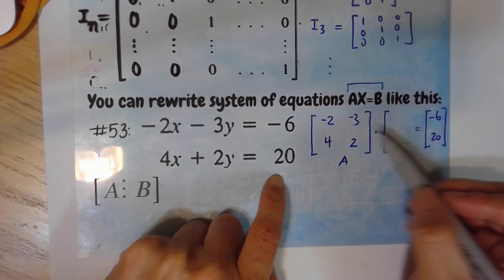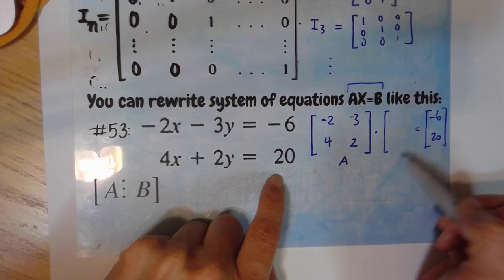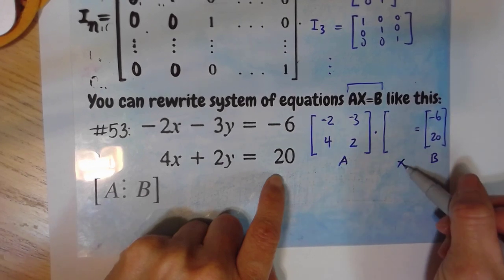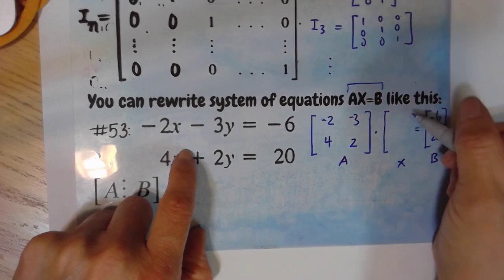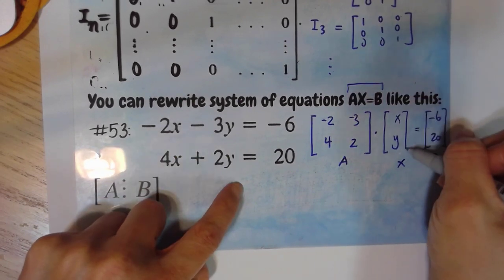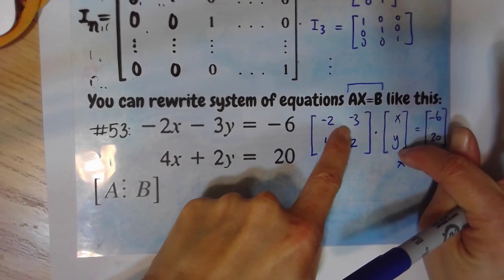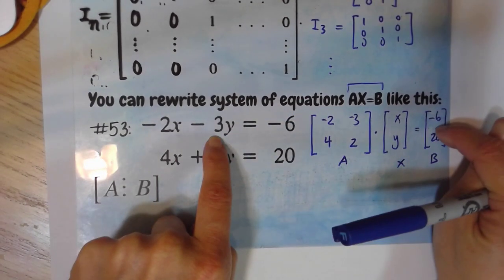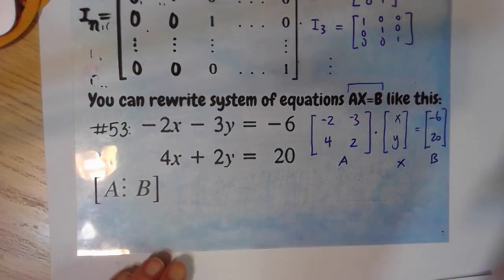This means when you multiply this 2 by 2 A matrix with this X, then you get this B. So what is this X? Well, it has to look like the linear system when you multiply this and this. So it's going to be X and Y, a 2 by 1 matrix. So let's try it. Negative 2X, negative 3Y, equals negative 6. 4x plus 2y is equal to 20, and that's how this should look.